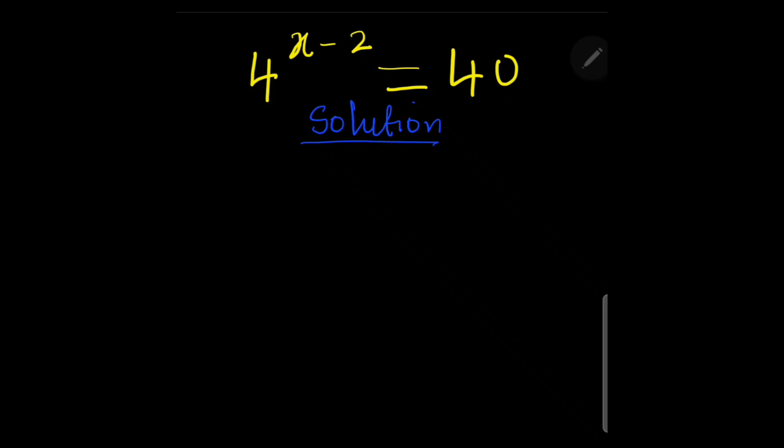We're going to solve for the value of x from this exponential equation. We're given that 4 raised to the power of x minus 2 is equal to 40. Then what is the value of x that will satisfy this equation?